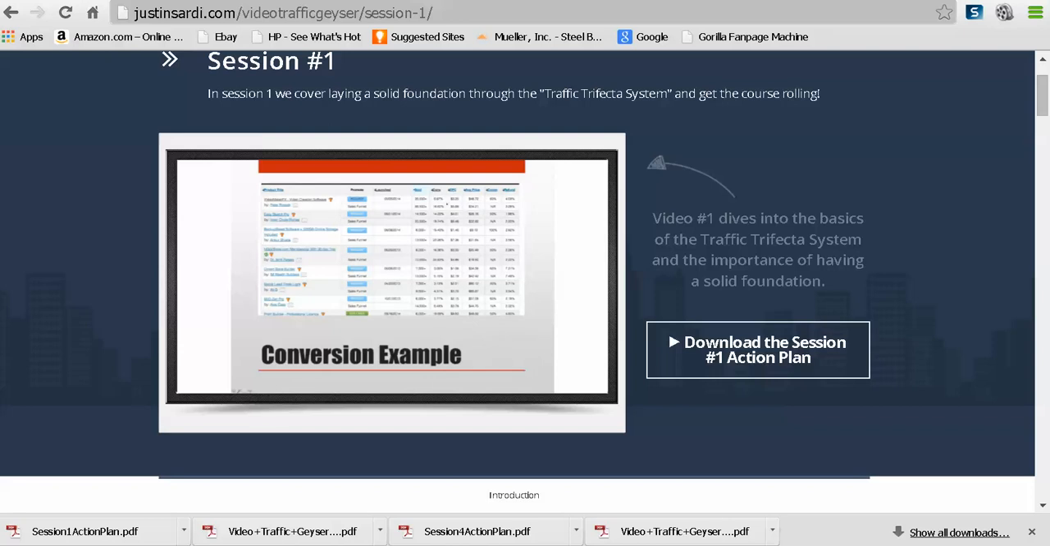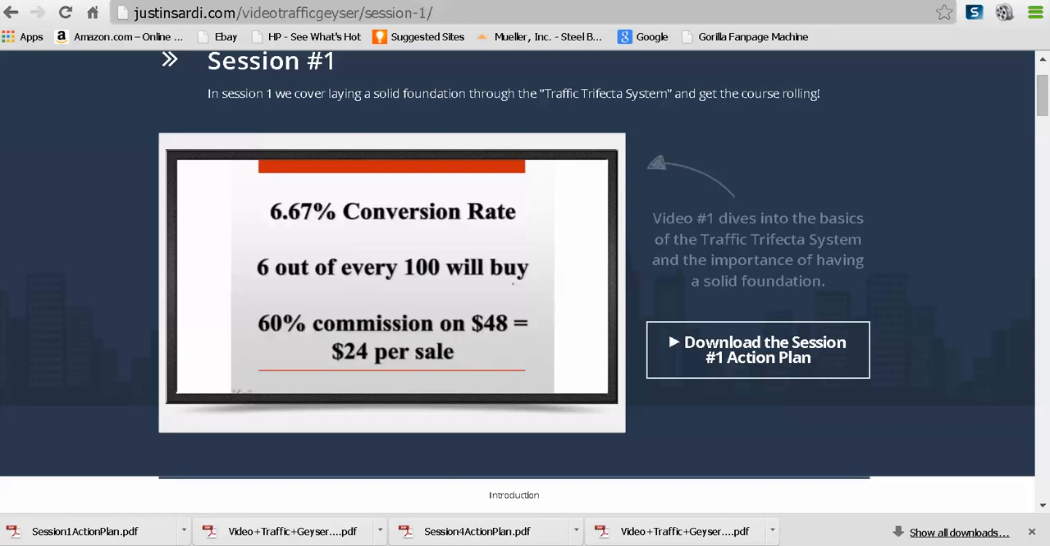And we know that it converts at 6.67%. So that being said, at a 6.67% conversion rate, that basically means that 6 out of every 10 are going to buy, or sorry, 6 out of every 100 are going to buy. I wish 6 out of every 10 would buy. So 6 out of every 100 people that you can send to the sales page are going to buy statistically. Now, that's not always going to be true if you've got your targeting completely wrong, but as long as you have your targeting set up, you can pretty much rely on those statistics.